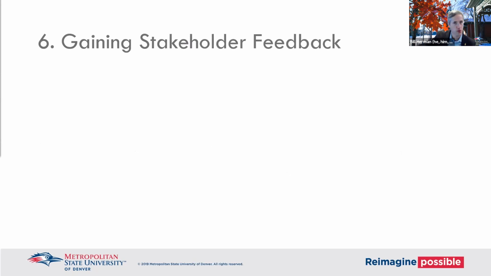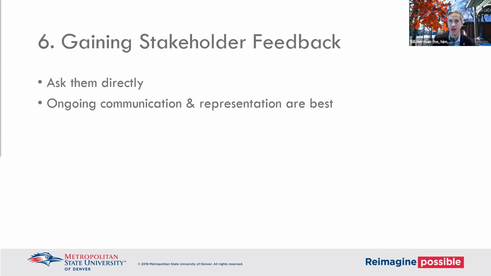Finally, we close the loop. We bring it back again. We go back to the stakeholders and say, how are we doing? Because we're going to do this all again, and then we're going to do it all again. So how have these changes improved our ability to meet your demands? Have these changes improved our ability to build a sustainable, mutually beneficial relationship with you? Again, you're going to ask them directly, and ongoing communication and representation are best.